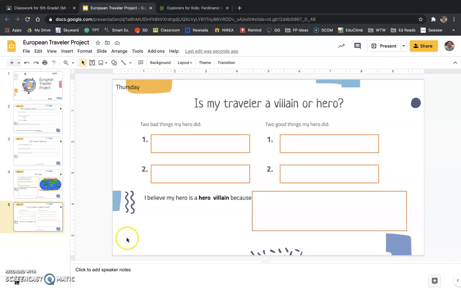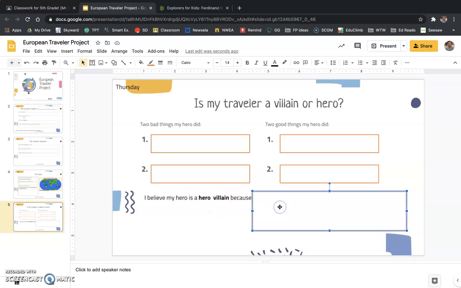Today what we're going to do is find two bad things that our heroes or our travelers did, and then also two good things. Once we do that, we're going to decide if our traveler was a hero or a villain, and we're going to back up our reason with evidence. Now I know that I said I believe my hero is a hero. That doesn't make sense. What I meant to say here is I believe my traveler is a hero or a villain because why?